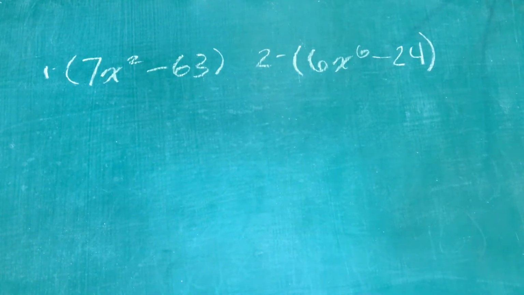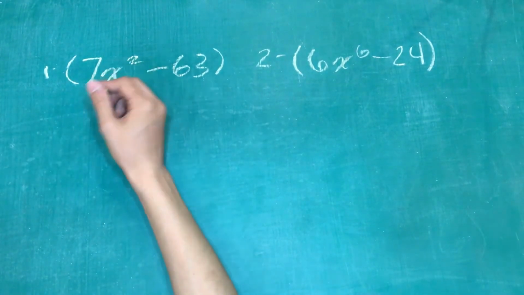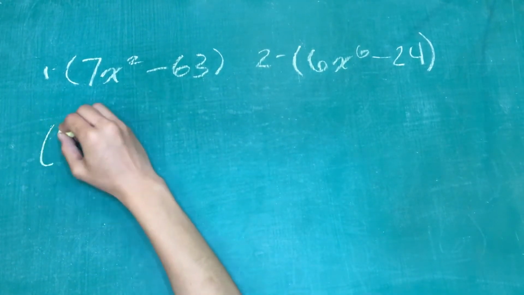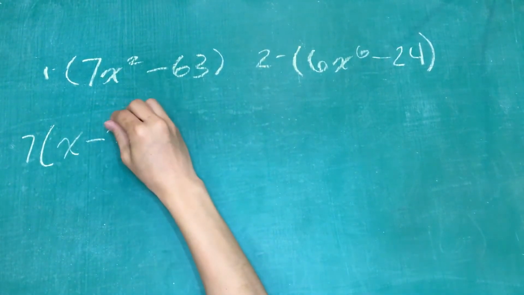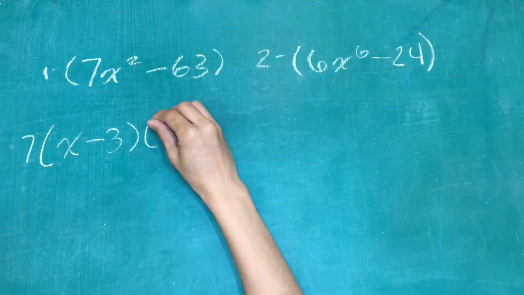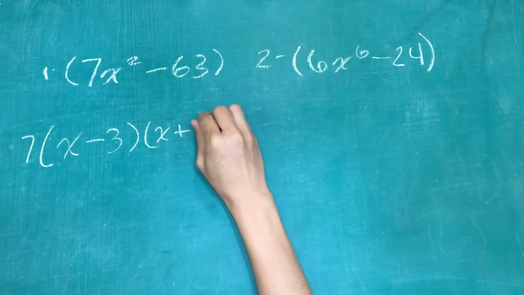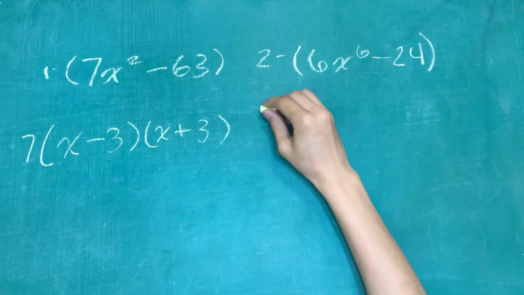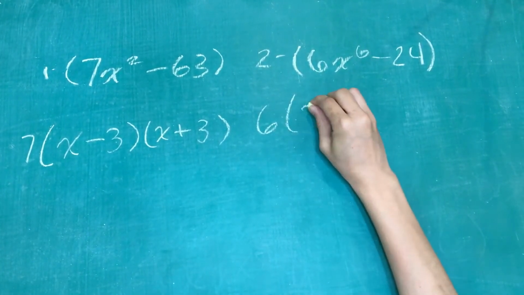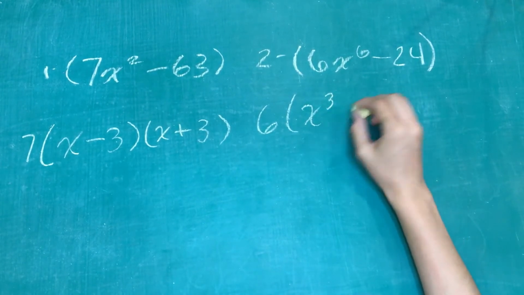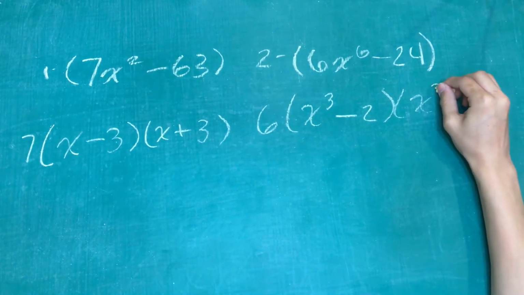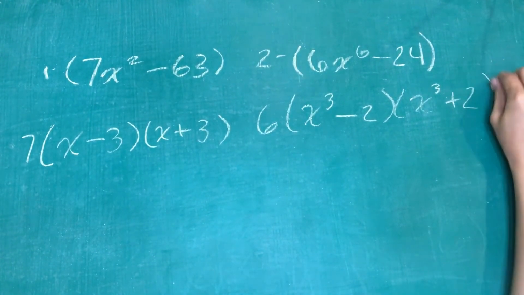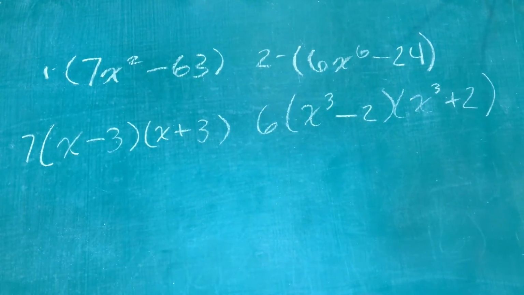Let's see. For our first problem, after we factored out everything, the answer would give us 7 times x minus 3 times x plus 3. And the second problem would give us 6 times x to the third power minus 2 times x to the third power plus 2. Did you get them right? I hope so. This concludes our video.